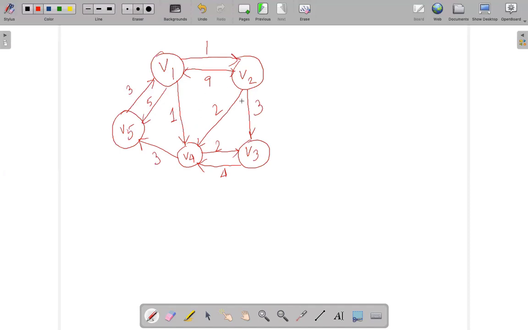So let's say V1, V2, V3, V4, V5 are your different cities, and the edges indicate flight routes. And for this particular problem, without any loss of generality, the edge weights indicate distance, the distance that you have to travel. So this edge weight, let us say, indicates distance.